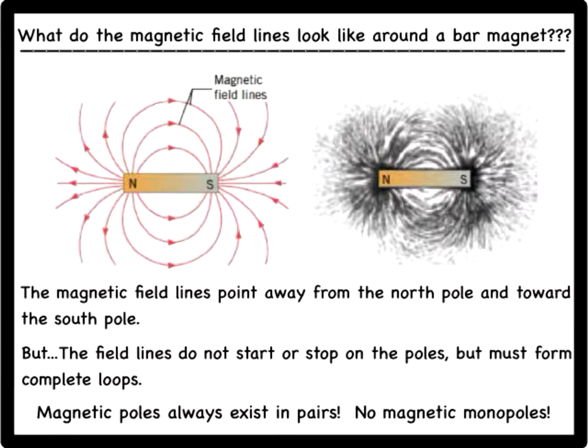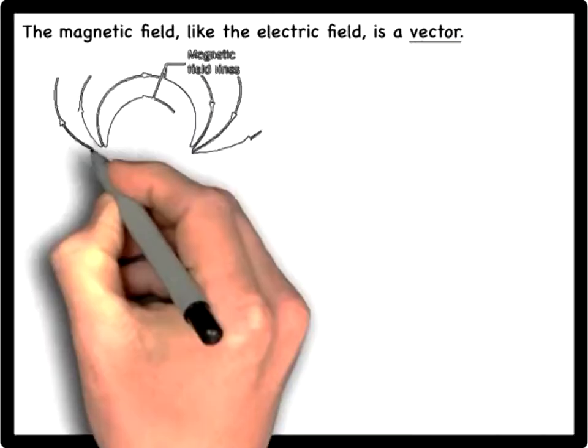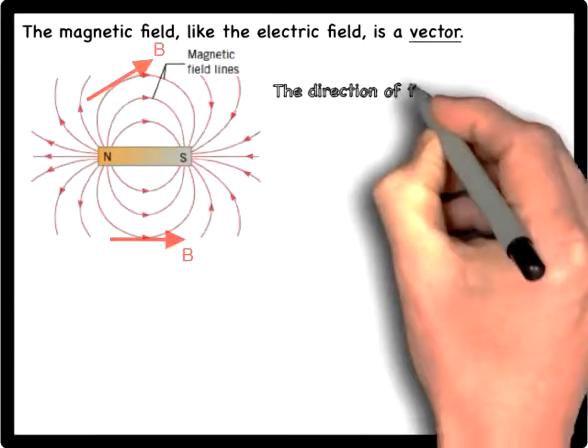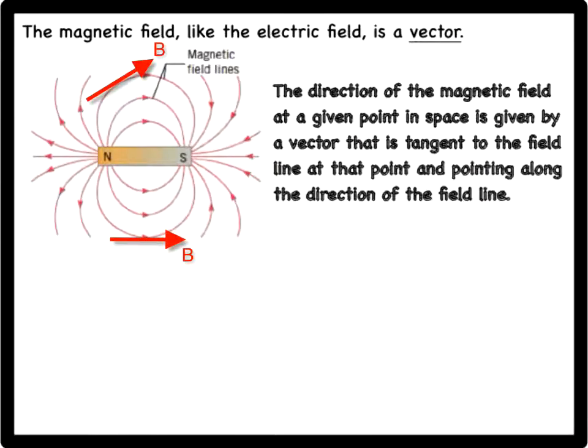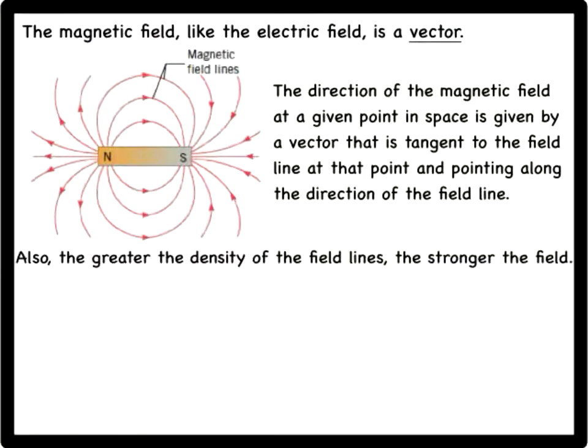The magnetic field, like the electric field, is a vector. And just like for the electric field, the direction of the magnetic field at a point in space will be given by a vector that is tangent to the magnetic field at that point, which points along the direction of the field line. The strength of the magnetic field can also be discerned by looking at the field lines. The greater the density of field lines, the stronger the field. Thus, the strongest field around a bar magnet occurs near the poles, where the field lines are bunched up. The further away you get from the poles, the more the field lines spread out, and the smaller the field becomes.